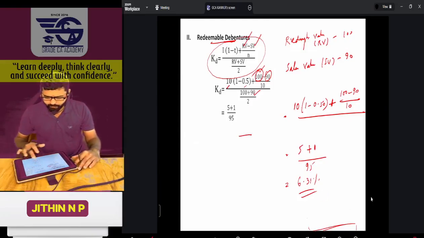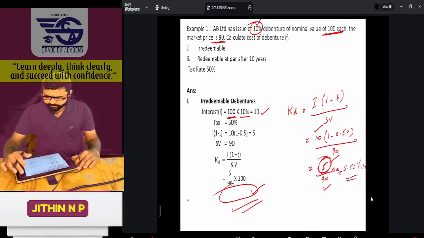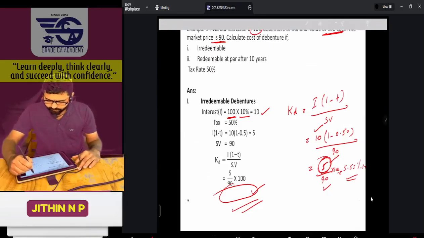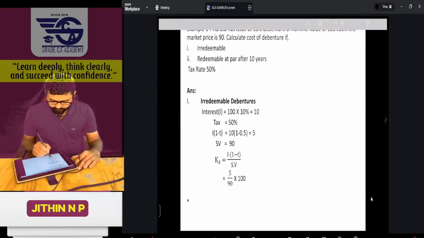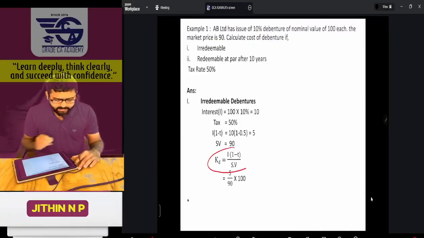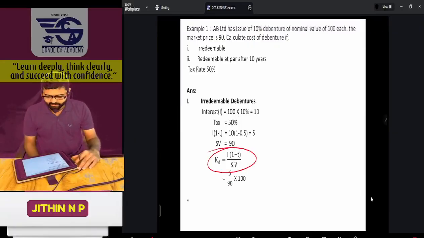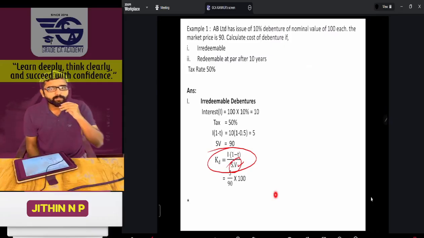Okay. One more point. Here, KD is equal to I into 1 minus T divided by SV. Clear? Okay. Here, SV means sales value or cost of issue.